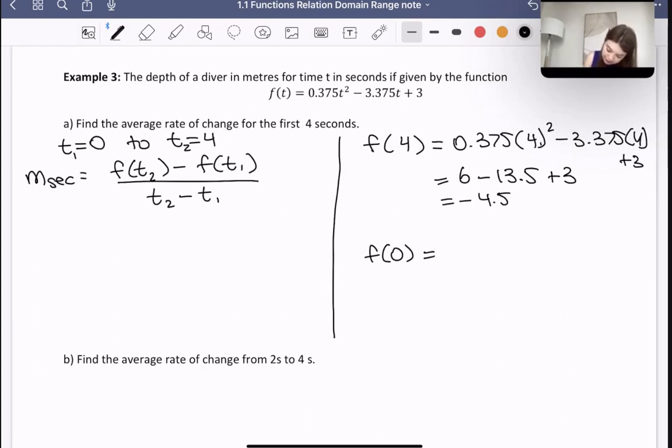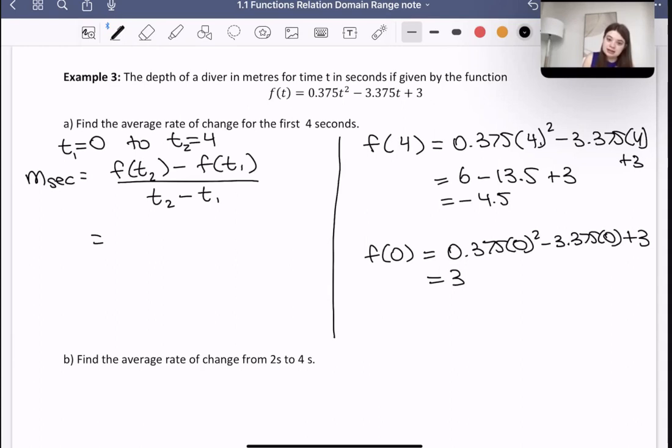Then for f of 0, it's just going to be 0.375 times 0 squared minus 3.375 times 0 plus 3, which is equal to 3. And there we go. Awesome. All right, so now we have those two values. We have our f of t2 and our f of t1 value.